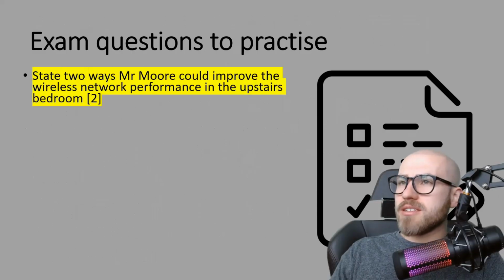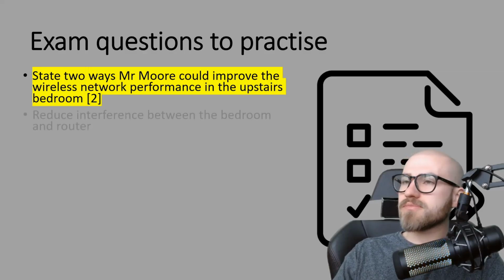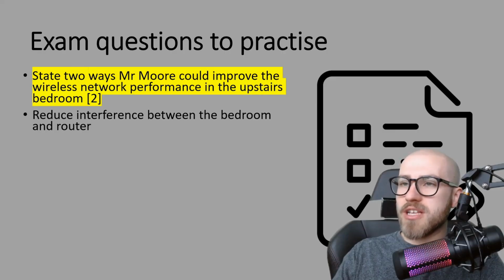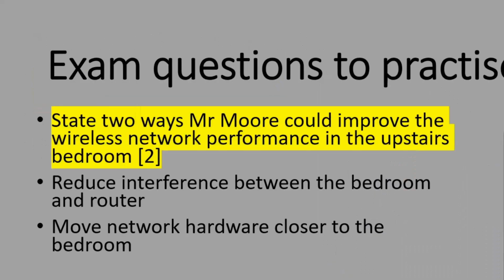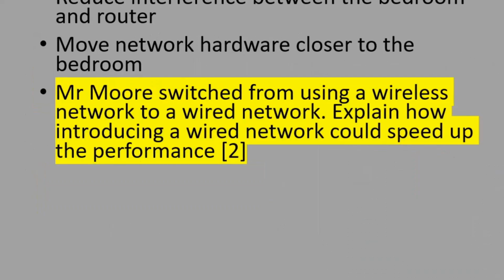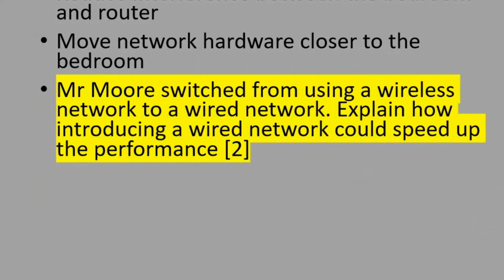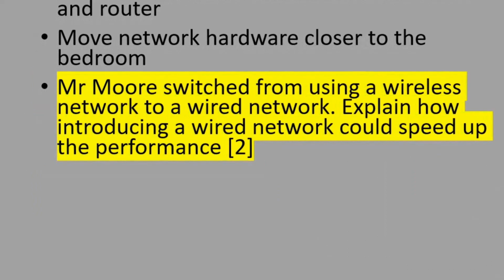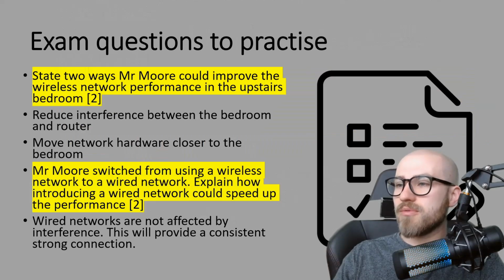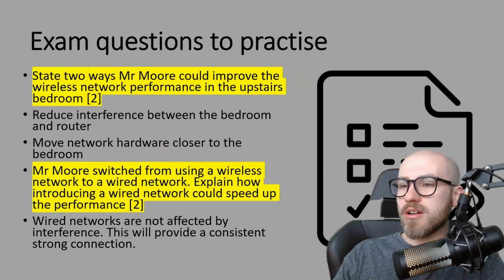Okay, let's go through the answers. So state 2 ways Mr. Moore could improve the wireless network performance in the upstairs bedroom. So you could reduce the interference between the bedroom and the router, and you could move your network hardware closer to the bedroom. Mr. Moore switched from using a wireless network to a wired network. Explain how introducing a wired network could speed up the performance. So wired networks are not affected by interference. This will provide a consistent, strong connection.